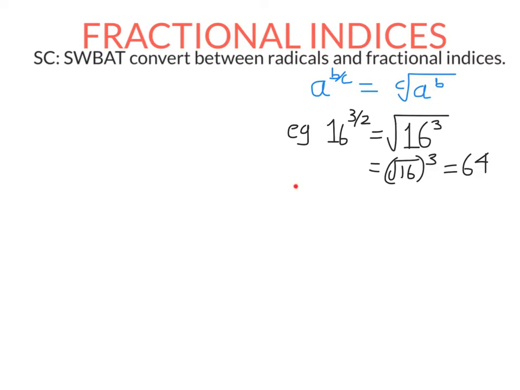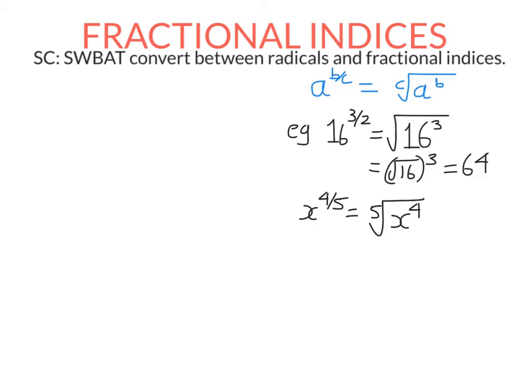So if I had something like x to the power of, let's say, 4 over 5, that would be the fifth root. The bottom number tells you which root to take, and then the top number tells you what you're raising the base to.